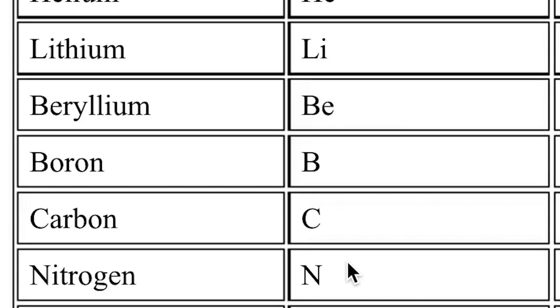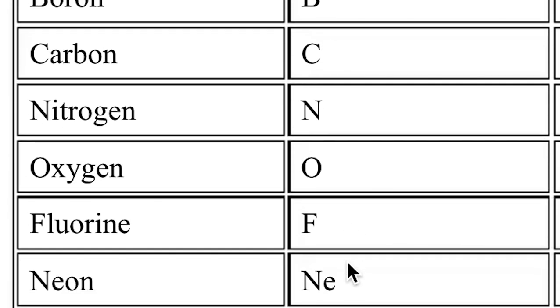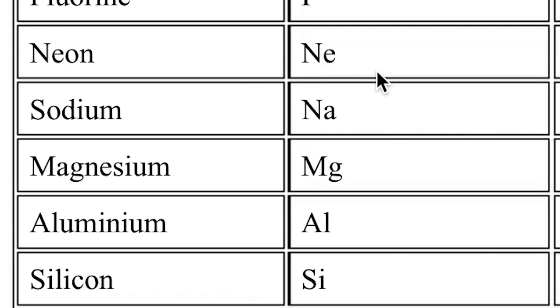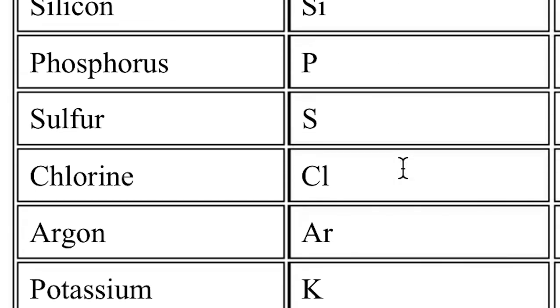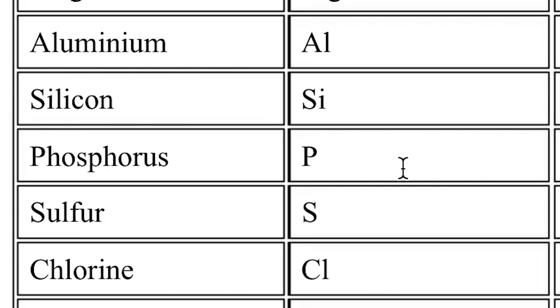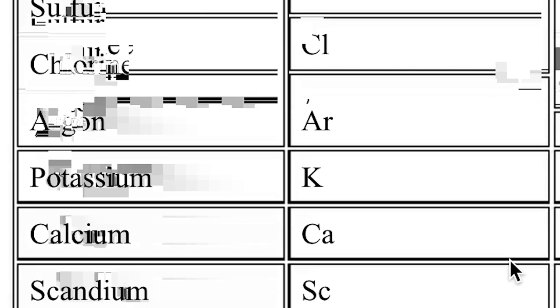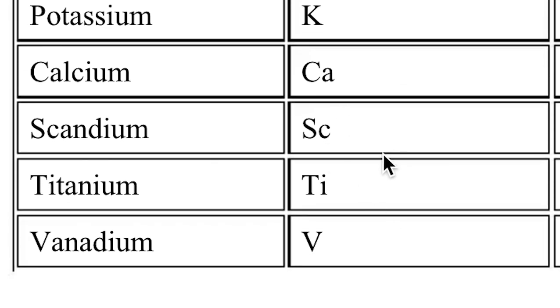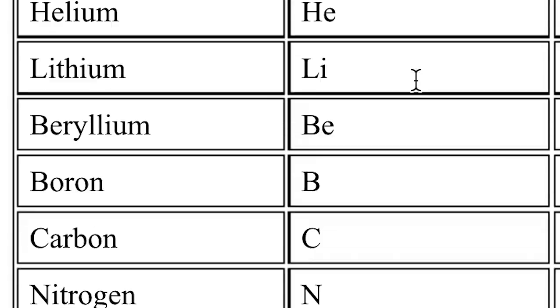And whenever we are writing the symbols, if it is a 2-letter symbol, then the first letter is going to be capital and the second one is going to be small. And if it's 1 letter, then it will always be capital. Neon, Ne, sodium, Na, magnesium, Mg, aluminium, Al, silicon, Si, phosphorus, P, sulfur, S, chlorine, Cl, argon, Ar, potassium, K, calcium, Ca, scandium, Sc, titanium, Ti, and vanadium, V. These were some of the first elements of the periodic table.